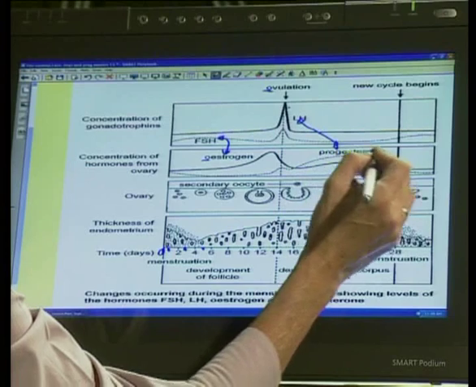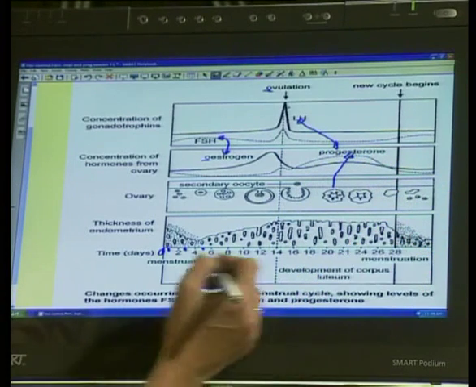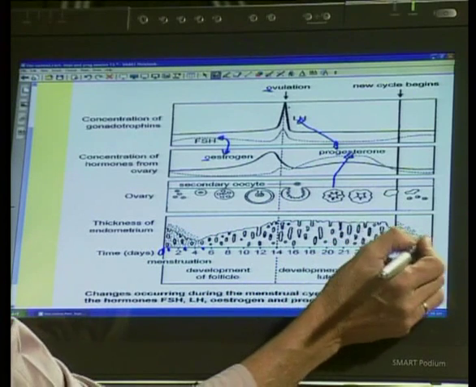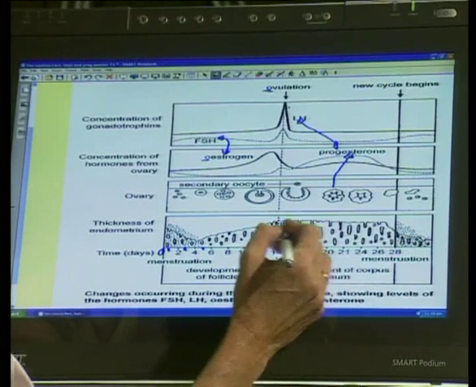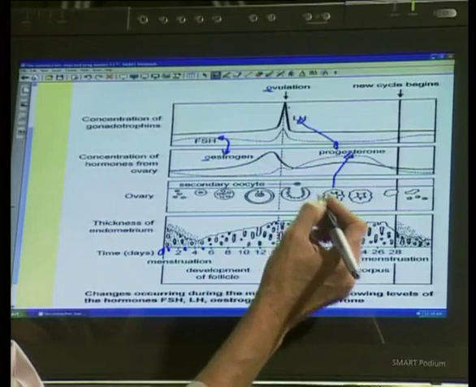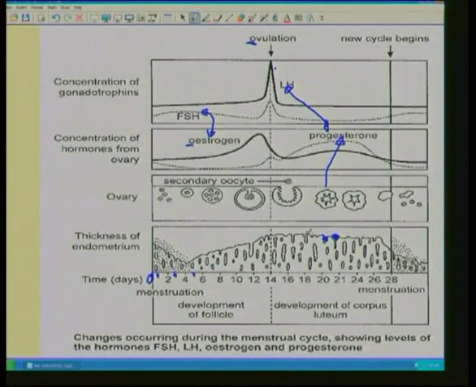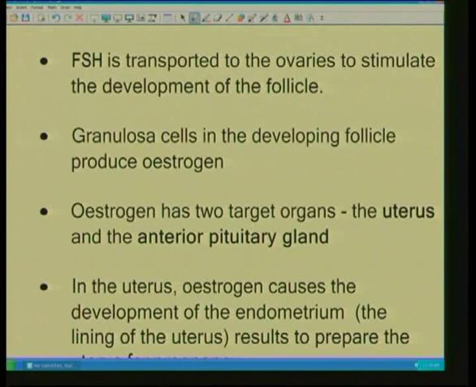Therefore, your progesterone and your estrogen will decrease. And the lining will then decide to break away because there's nothing to keep that lining in place. The lining is only there so that if an egg has been fertilized, it will implant in one of these little cavities here and sit and lodge there and grow.